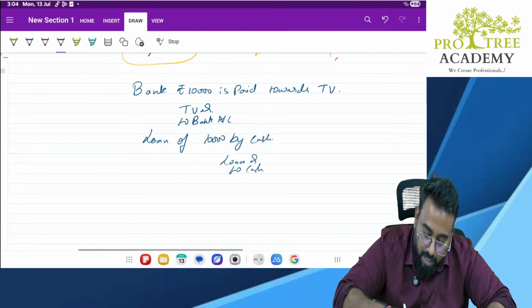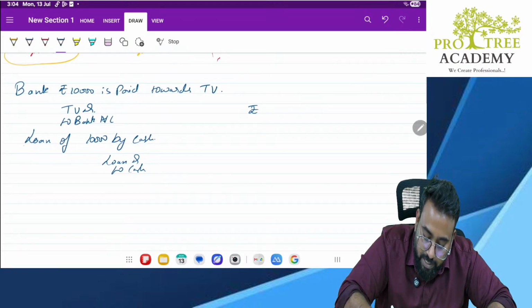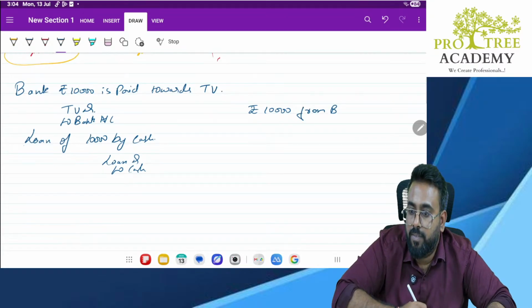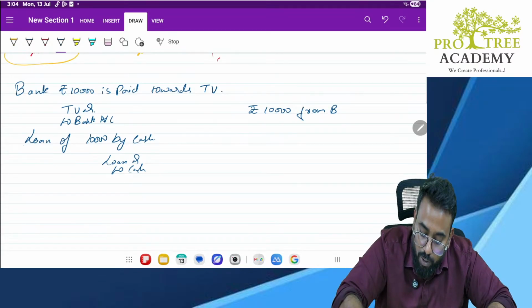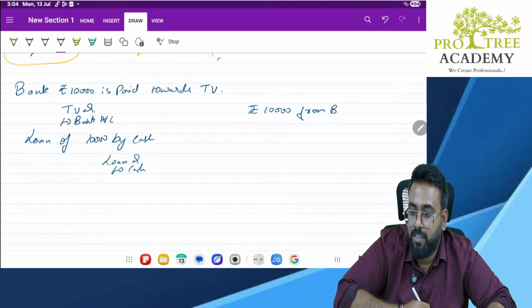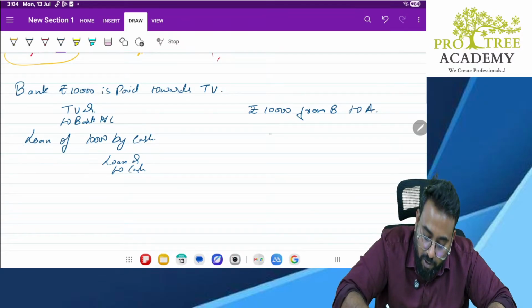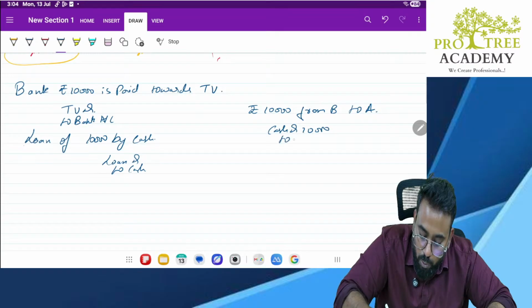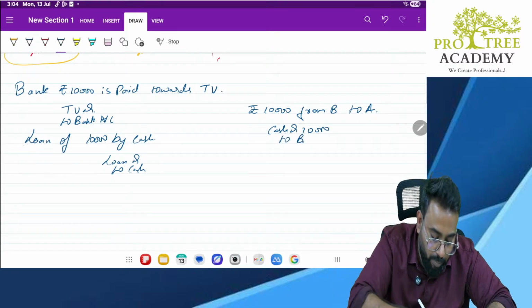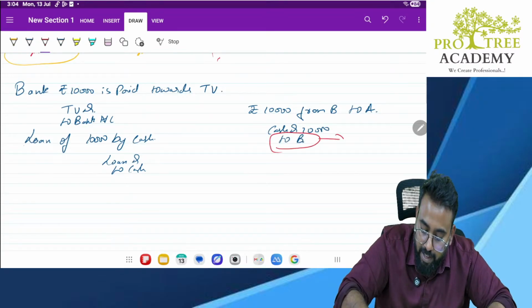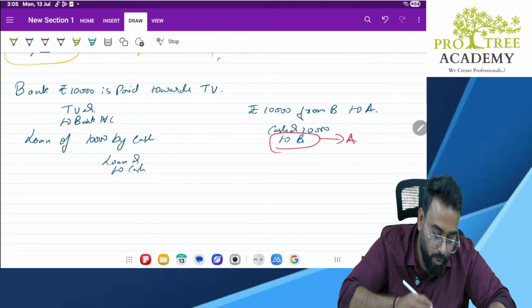What mistake? I received rupees 10,000 from B, but I recorded it to A. So what is the last year entry you have recorded? Cash account debit, 10,000 to B. But who should actually be here? A. Correct? Now what do you do?